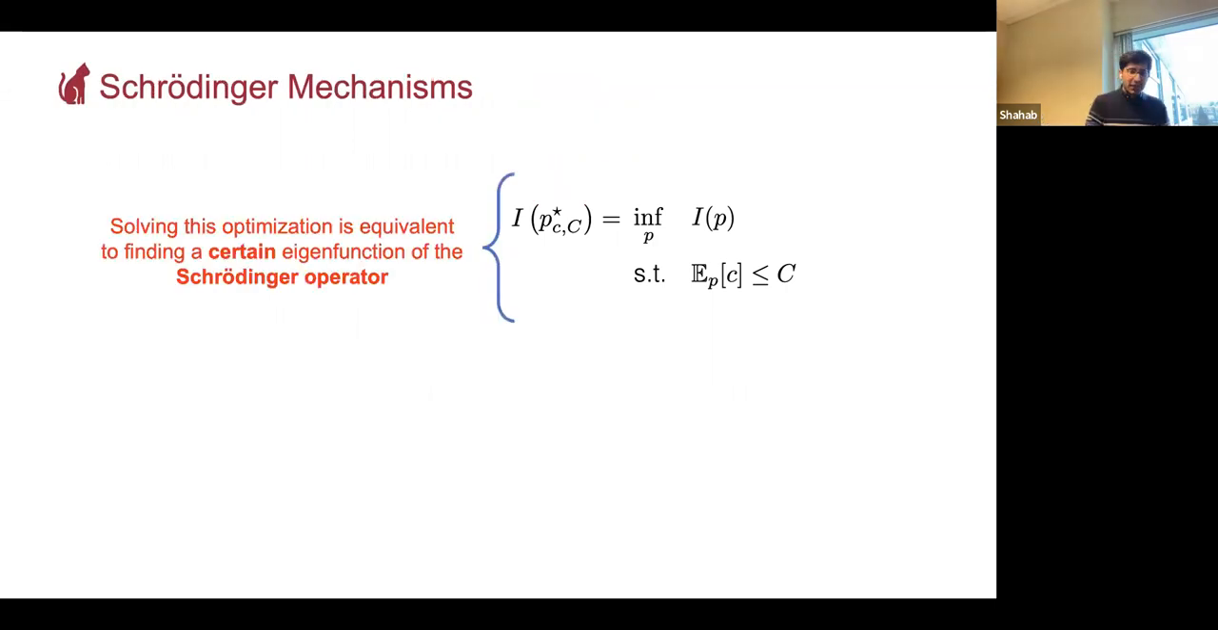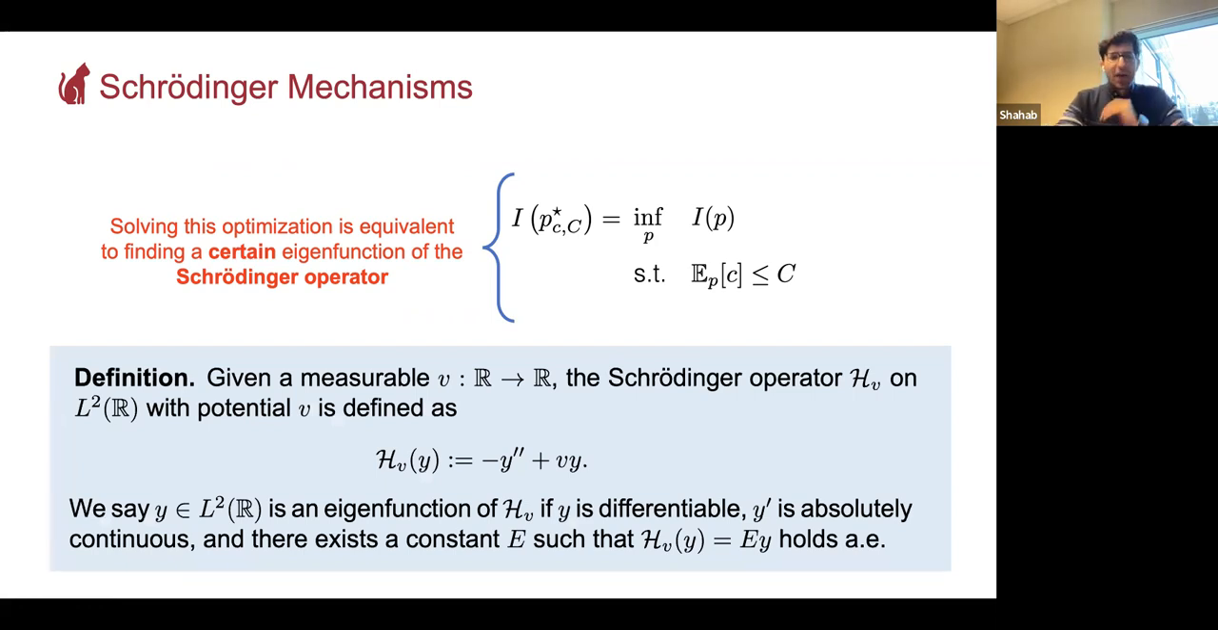Okay, so by the end of this, maybe in a few minutes, you will see that solving this optimization problem is equivalent to finding a certain eigenfunction of the Schrödinger operator. This is actually the result of this part of the paper. The noise density that minimizes the Fisher information is a certain eigenfunction of the Schrödinger operator. But in order to make sense of this statement, I have to define what this certain is and what the Schrödinger operator is, because before this work I never heard about the Schrödinger operator. So if you're like me, I have to define what the Schrödinger operator is.